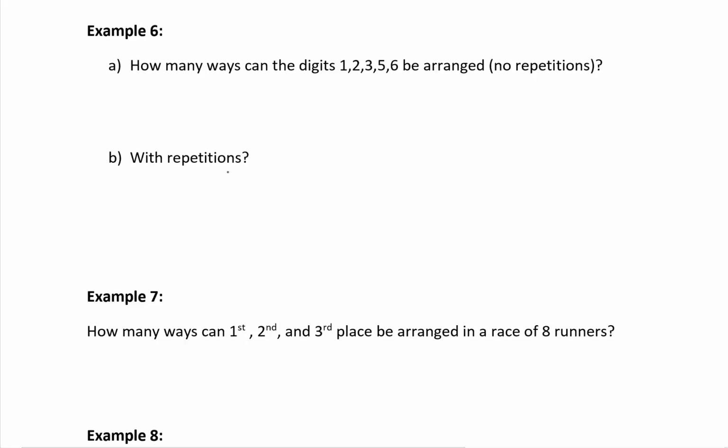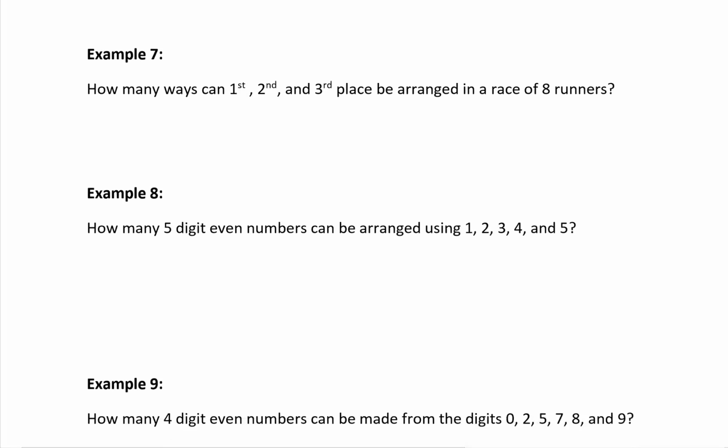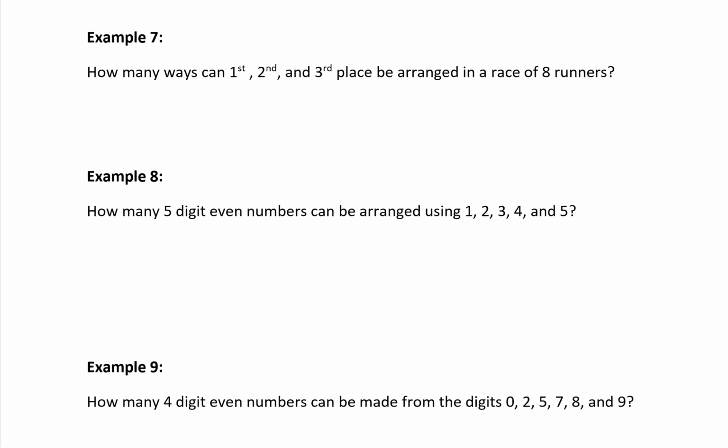For example 7, we're looking at what happens if we're dealing with a fundamental counting principle with a race. So how many ways can first, second, and third place be arranged in a race of 8 runners? We get lots of questions that are a variation of this type of question. So that's another good one for the fundamental counting principle.